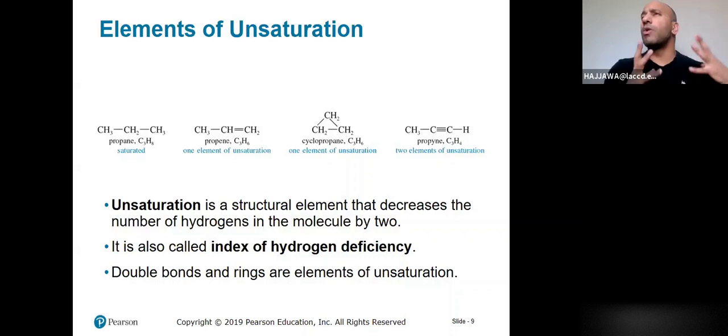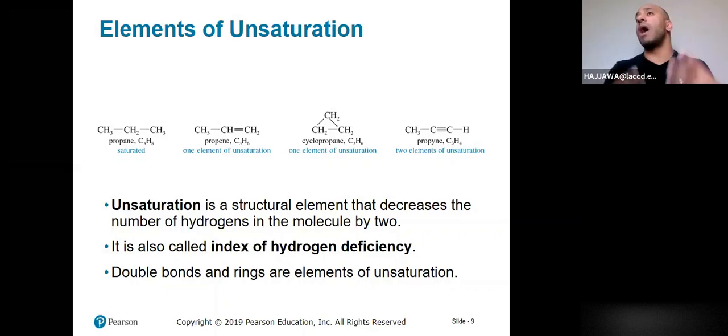Unsaturation. There is something called index of hydrogen deficiency, IHD. It's important to figure out how to calculate IHD. If I'm given a chemical formula and I'm asked to figure out all possible structures for it, then if I start randomly connecting atoms, it's going to take me longer to figure out the full answer. The faster way of doing this is to figure out IHD, which will basically eliminate choices among the ones that I may be thinking about.